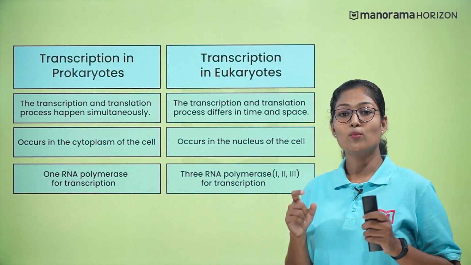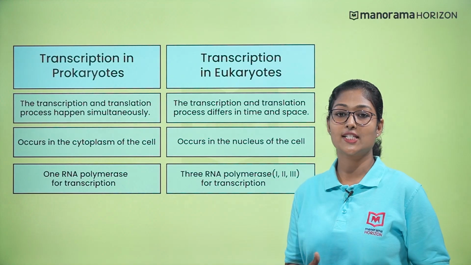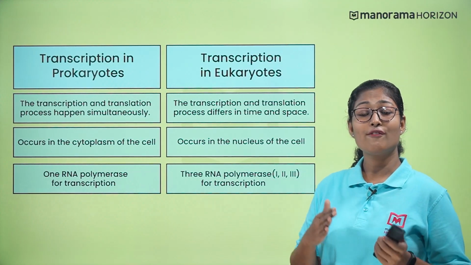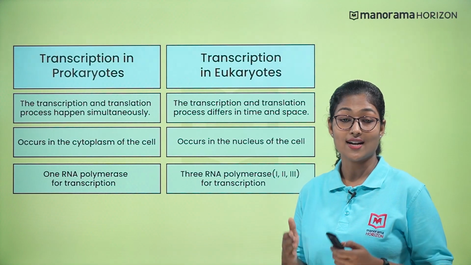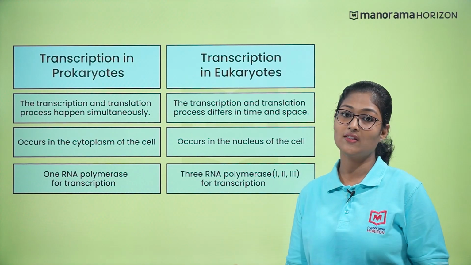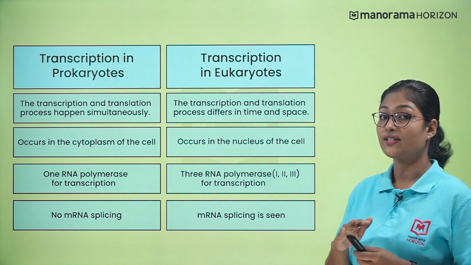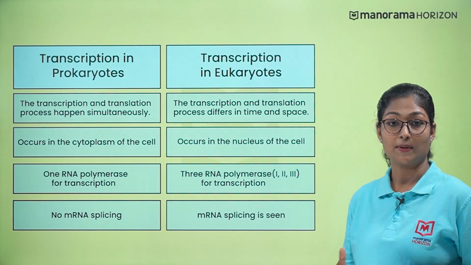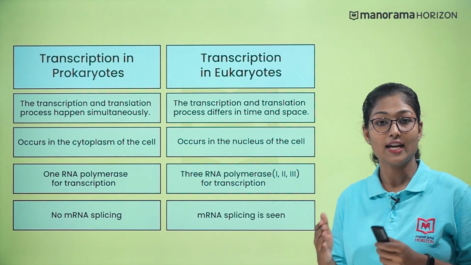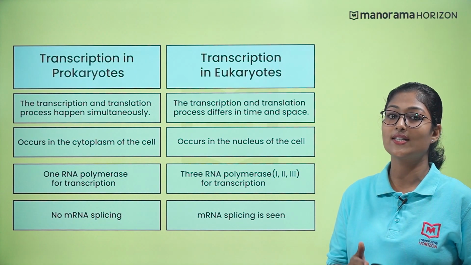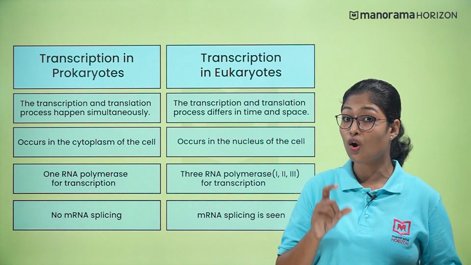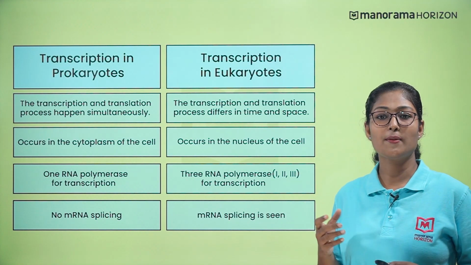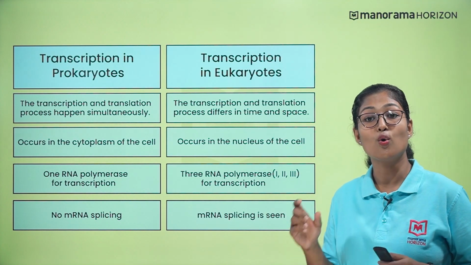Prokaryotes use only one RNA polymerase for transcription of all types of RNA, whereas eukaryotes use different types of RNA polymerase, that is RNA polymerase 1, 2 and 3. Prokaryotic transcription does not involve mRNA splicing. The eukaryotic RNA transcript, that is the primary transcript, contains introns, that is non-coding sequences, and exons, which are termed as coding sequences, and is considered as pre-mRNA. It needs to be processed into mRNA containing only exons.